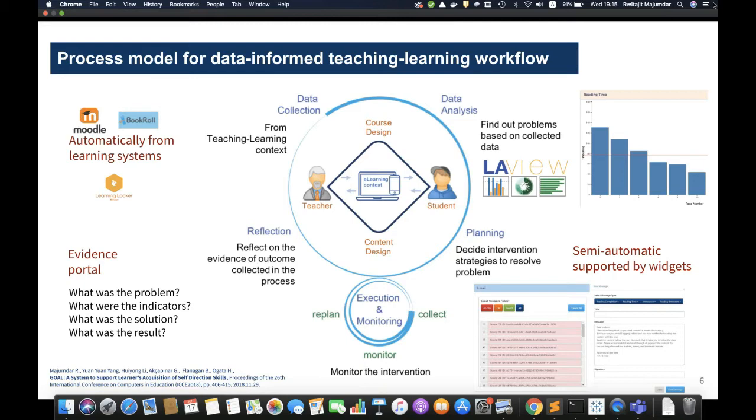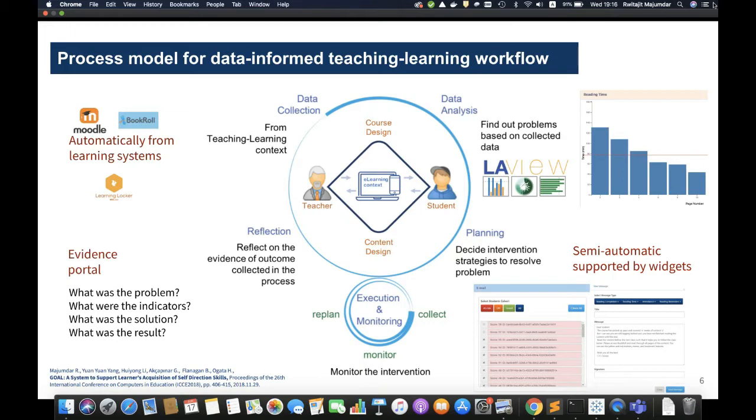So what was the problem? In our case, maybe the problem was there was less engagement of the student with respect to how much they are completing the book. And then what are the indicators for it? We have probably the percentage completion of a specific book by a specific student as the indicator.